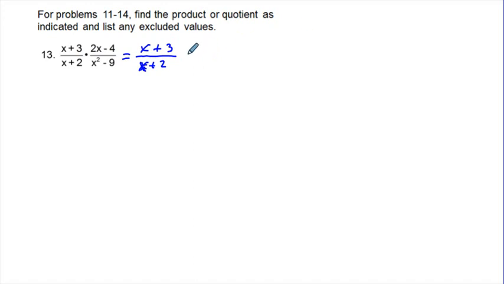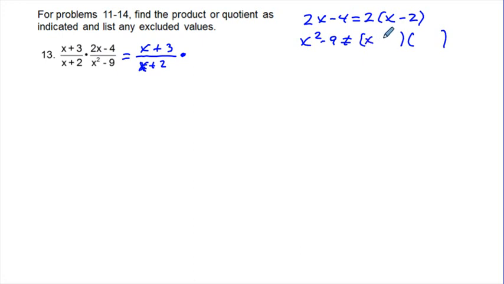And so for our second fraction here, 2x minus 4 is equal to 2 times quantity x minus 2. And in the denominator, this x squared minus 9 is going to be equal to our difference of squares version, which is going to be x plus 3 times quantity x minus 3.